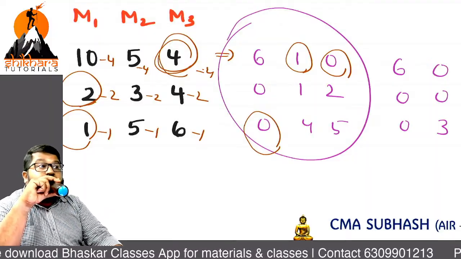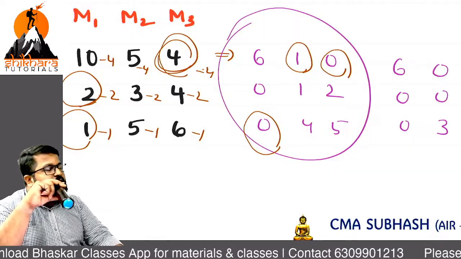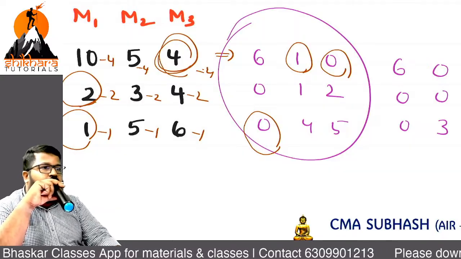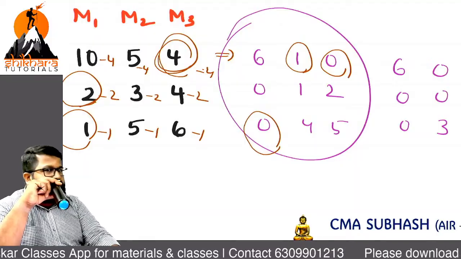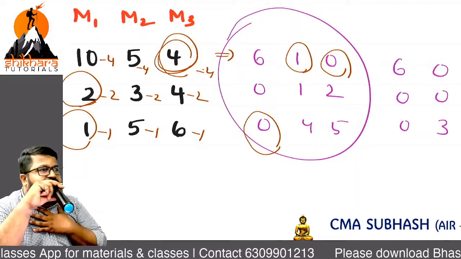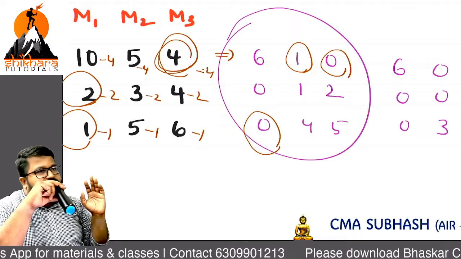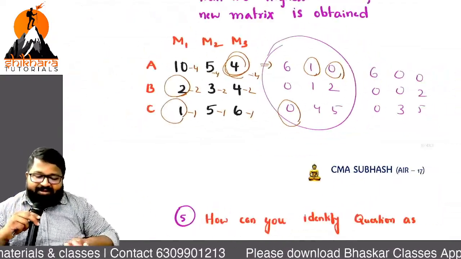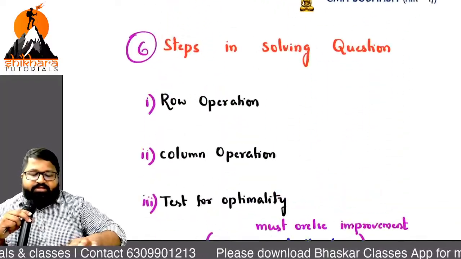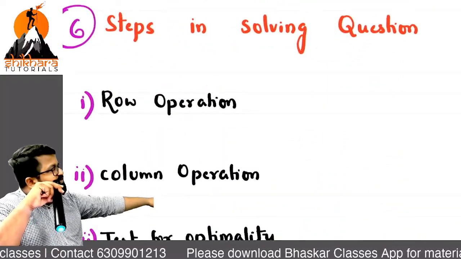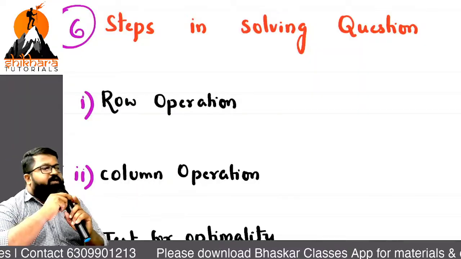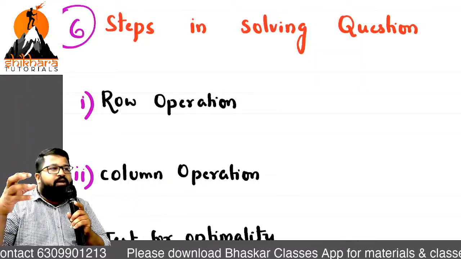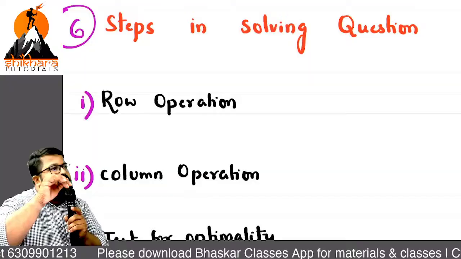Test for optimality. For the test for optimality, different people will follow different processes. My process may be different, but it is perfect. Every faculty has the same feeling, so I also have the same feeling. Is the first operation clear now? What is the first operation? Row operation.